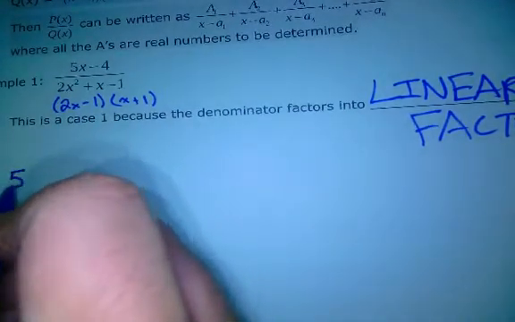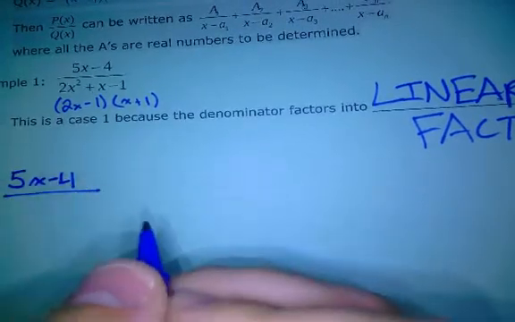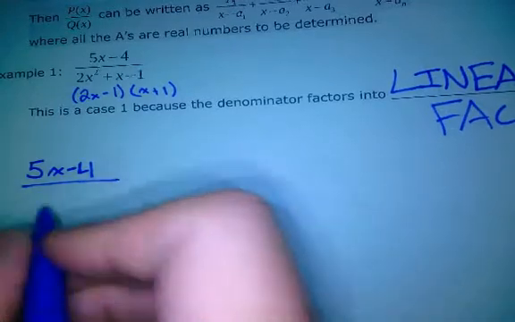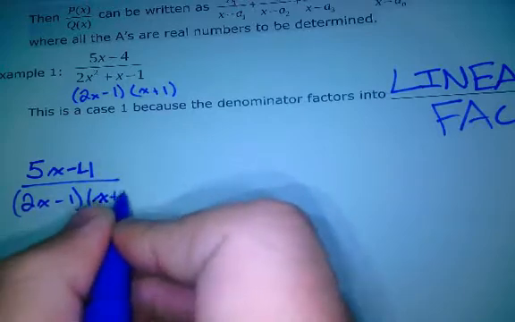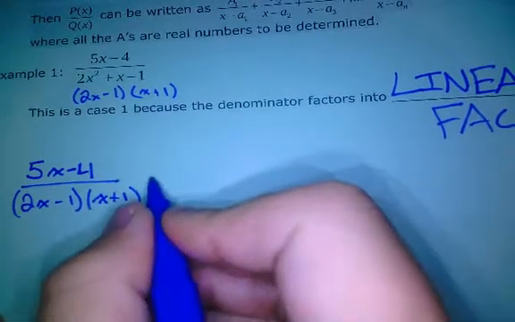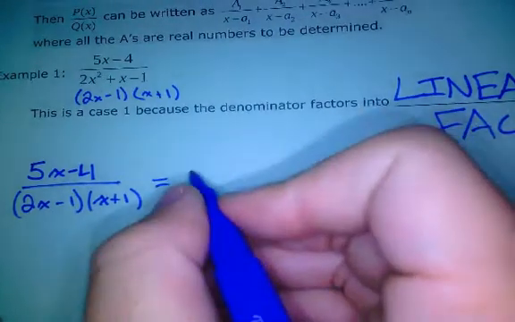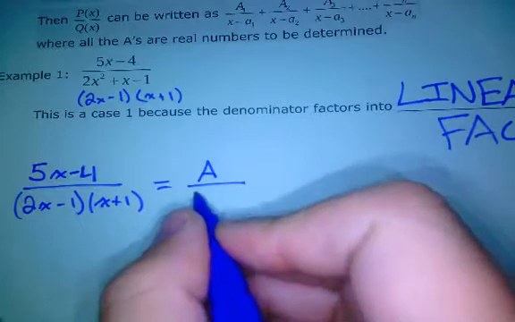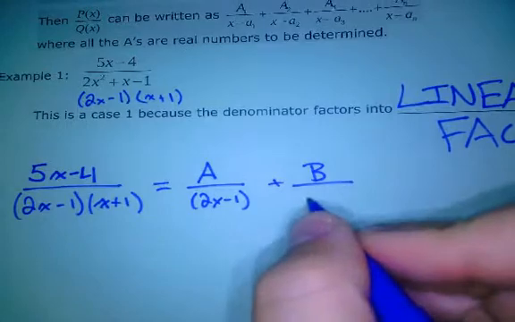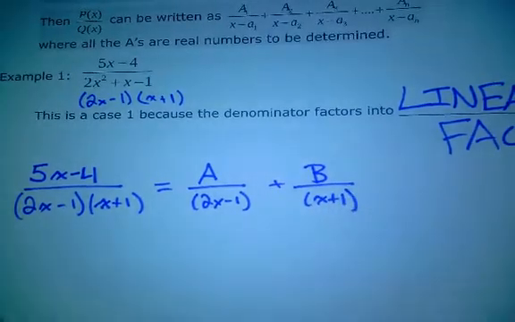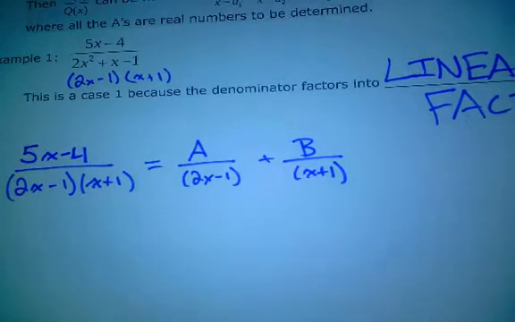So now we have this. We have 5x minus 4 all over 2x minus 1 times x plus 1. And since there's 2 factors on the bottom, how many fractions do I need then? So I'm going to call it A over 2x minus 1 plus B over x plus 1. I want to solve for A and for B, and then boom, final answer.